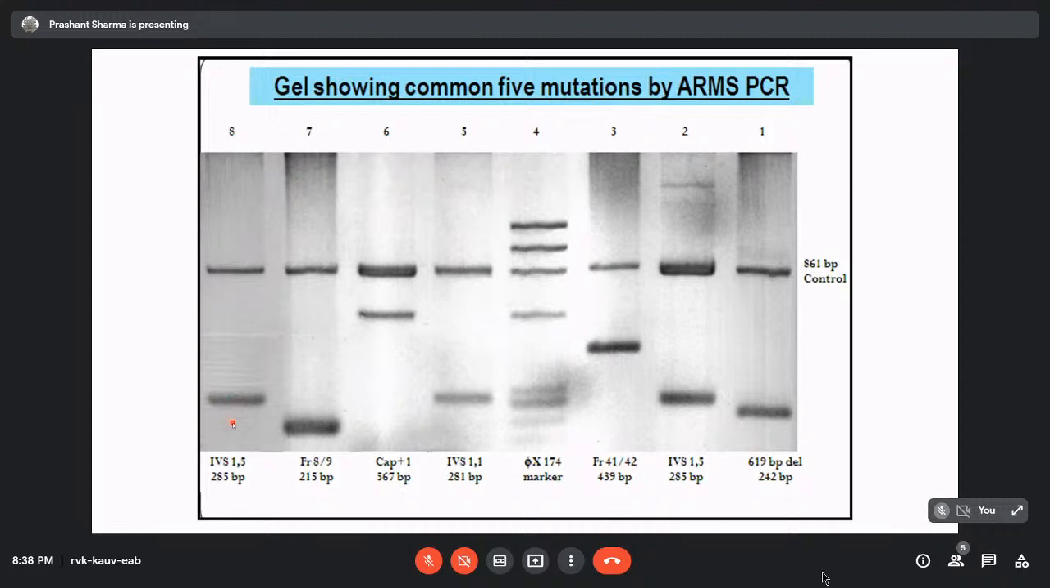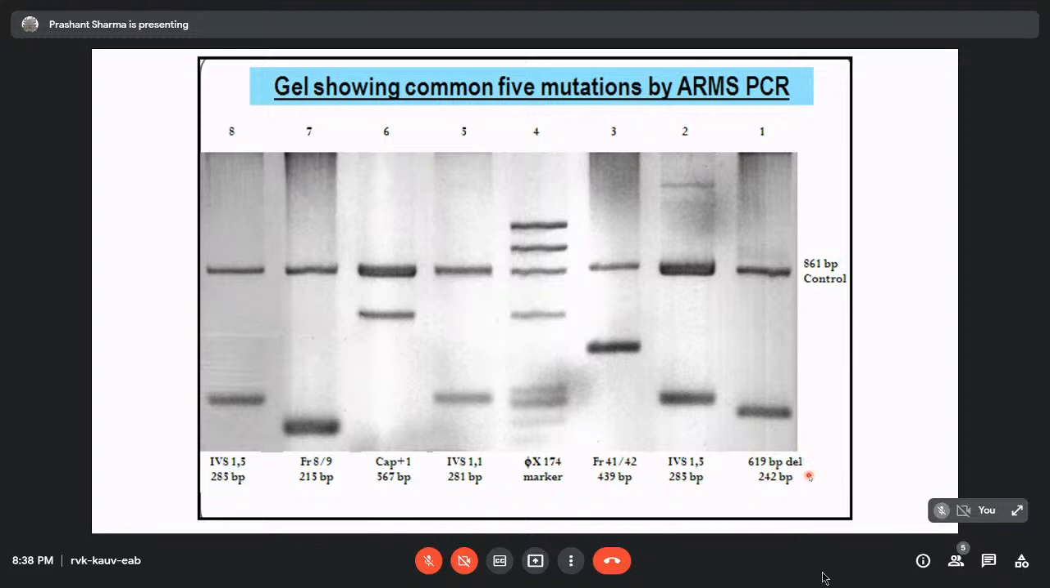So this is the IBS15. These are all mutant primers, not in pairs. Frameshift 89, a different size product, CAP plus 1, IBS11. This is the 5X marker, frameshift 4142, IBS15, and the 619 BPD deletion. So you could ask me that 619 BPD is not a single base pair deletion, right? It's a 619 base pair deletion. It's not a substitution or a missense mutation.